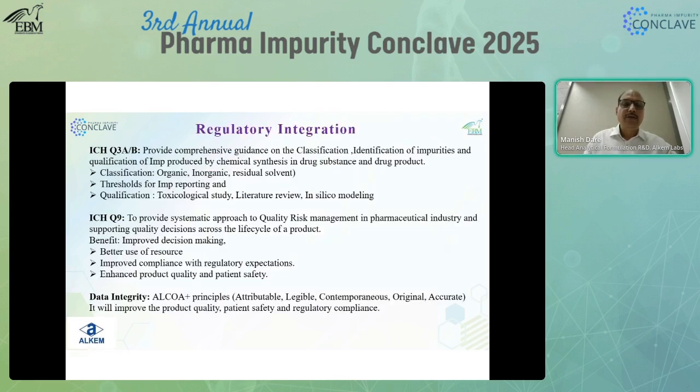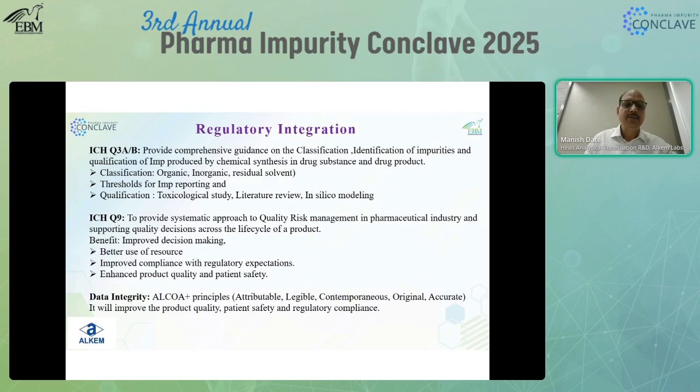Now coming to the regulatory integration, what regulatory guidelines are saying about this NTA and SSA. The SSA is very clearly defined in the comprehensive guideline for classification and identification of impurity and unknown impurity in chemical synthesis, drug substance and drug product. And as per the classification, organic impurity, inorganic impurity, residual solvent, and any other nitrosamine impurity may be classified as per the safety norms.